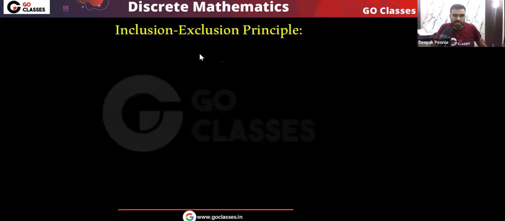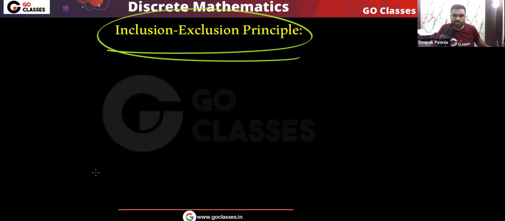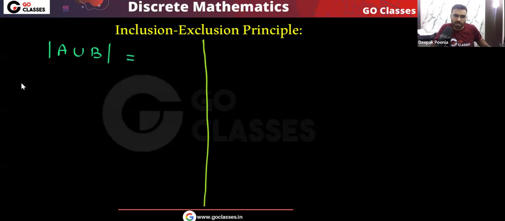Now let's see this inclusion exclusion principle. We have already seen it for 2 sets and for 3 sets. Now we can also extend this to 5 sets, 6 sets, and so on. Let me just give you the conclusion of the inclusion exclusion principle for 2 sets. If I want to find the number of elements in A union B, that is going to be the number of elements in A plus the number of elements in B.